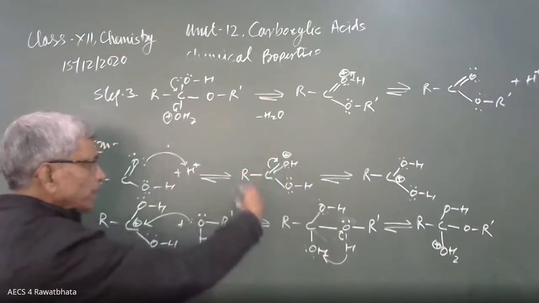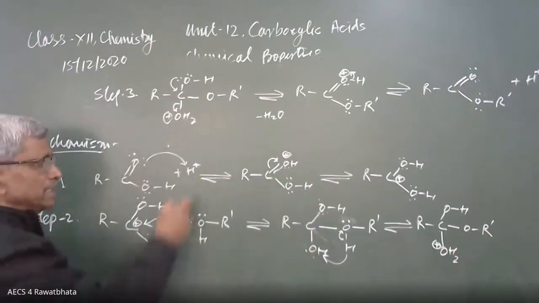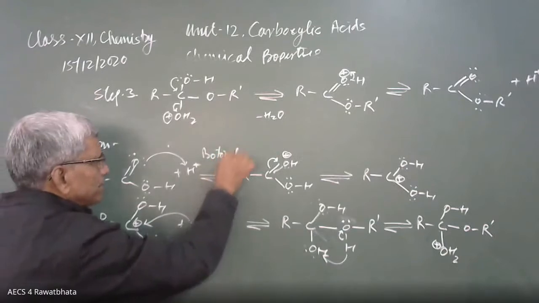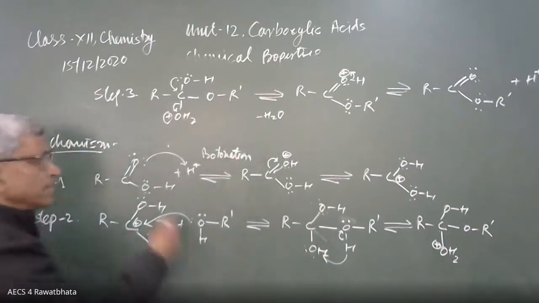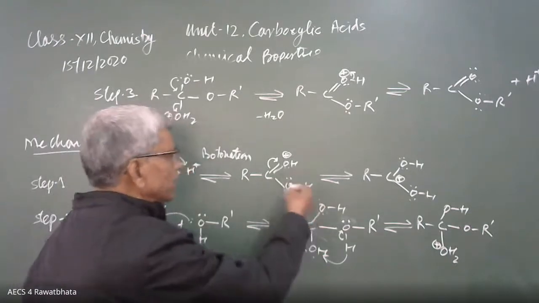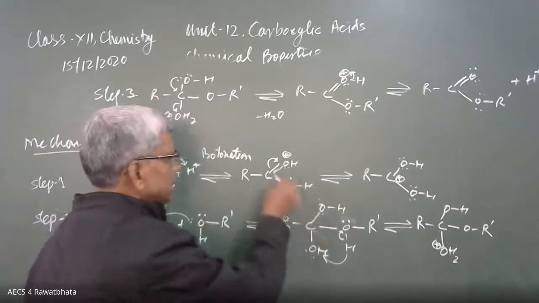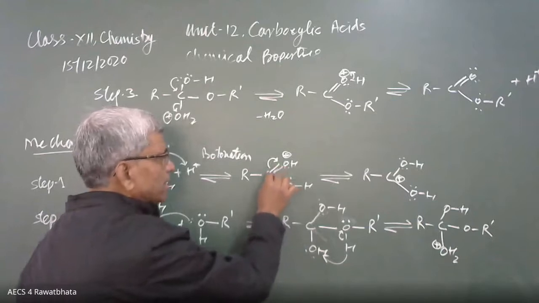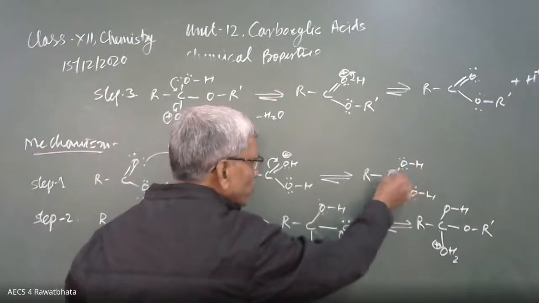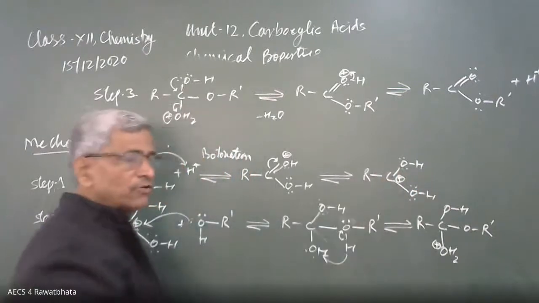This is the protonated carboxylic acid. This step we can also mention here, protonation. This is the protonation step. The reaction starts with this protonation. After that, the shifting of charge takes place. The pi electrons shift towards oxygen. That's why the positive charge develops over the carbon after shifting the pi electrons.